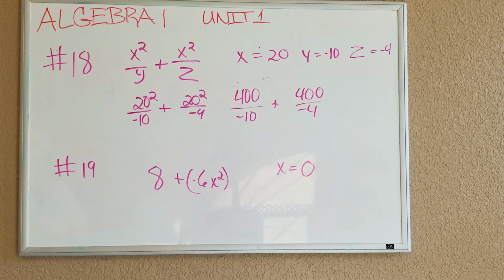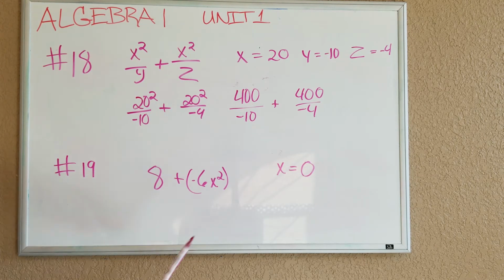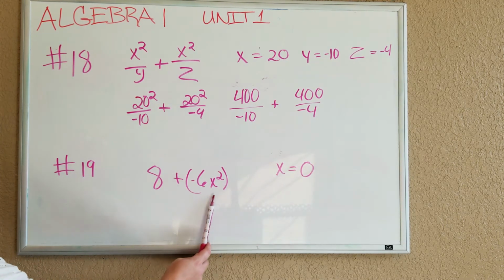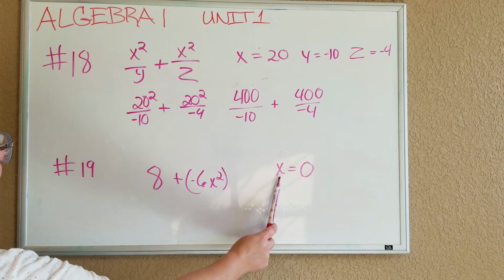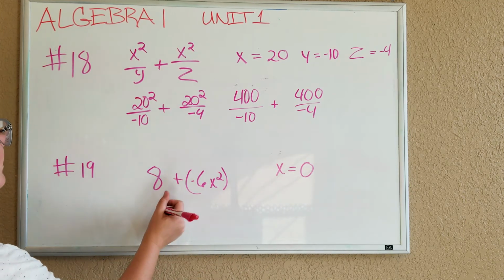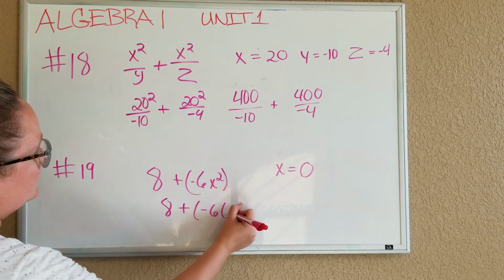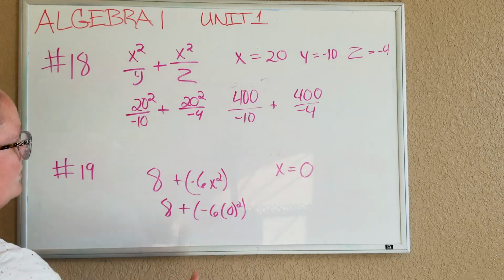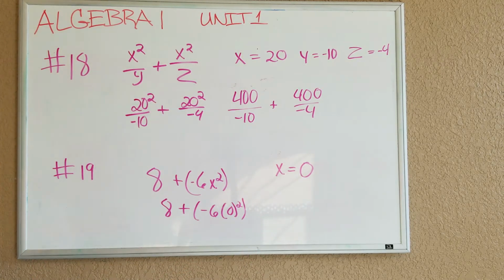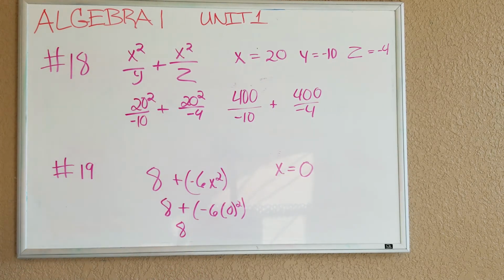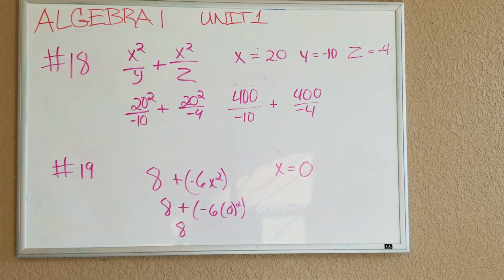Number 19, you're going to do the same thing. You're inserting what they give you in. Evaluate 8 plus negative 6x squared when x equals 0. So you're going to put 0 in here. 8 plus negative 6 times 0 squared. Well, 0 squared is 0, and negative 6 times 0 is 0. So 8 plus 0 equals 8.